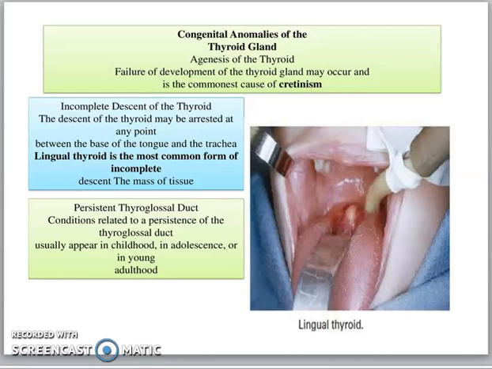It could be called buccal thyroid tissue. It could be called lingual thyroid. Persistent thyroid conditions are related to the persistence of the thyroglossal duct. Usually appears in childhood, and then in adolescence or in young adults.